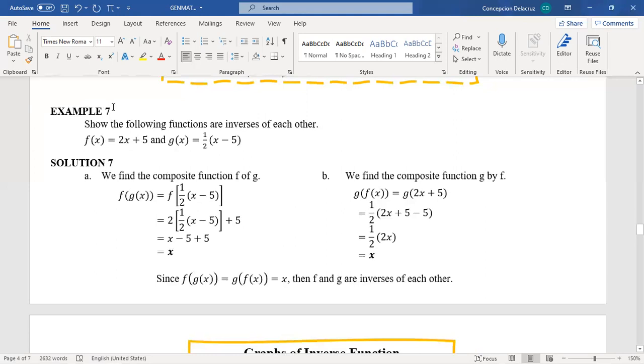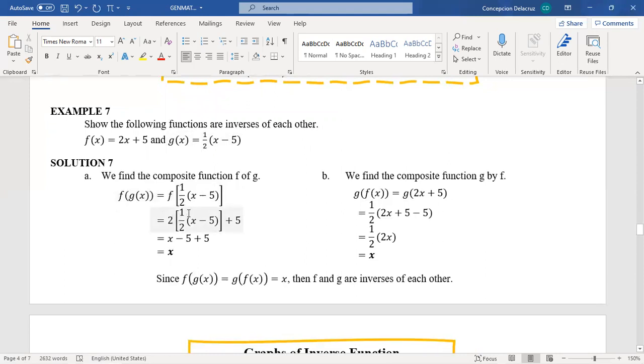Next is example number 7. Show that the following functions are inverses of each other. Just like this one, let's see if f of x is an inverse of g of x and vice versa. So we find the composite function of f of g. Our f of x is 2x plus 5. So substitute the value of g of x, which is 1/2 x minus 5.